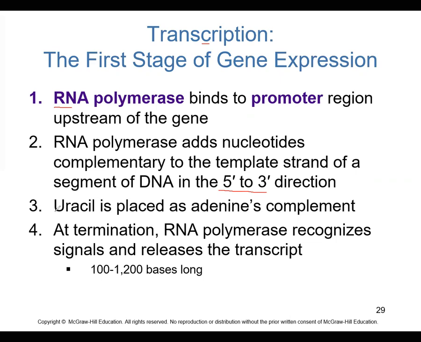Instead of thymine, we'll put in uracil for it. It has a start codon or initiator codon. It also has terminator codons that tells it when to stop. And depending upon the protein, they can be 1,000 to 1,200 bases long. Again, depending upon the protein we're talking about.